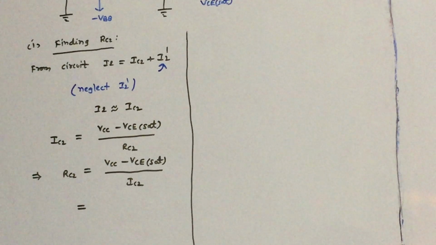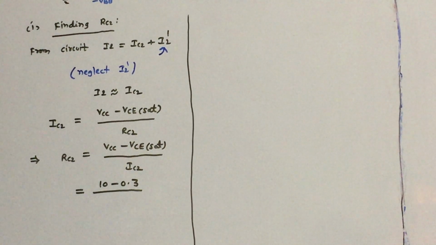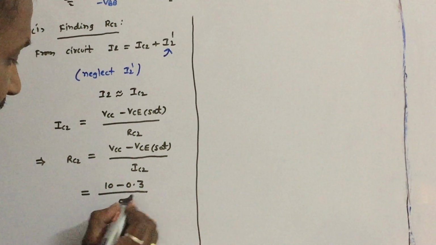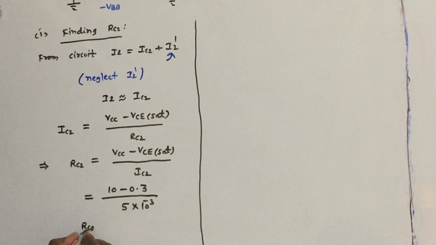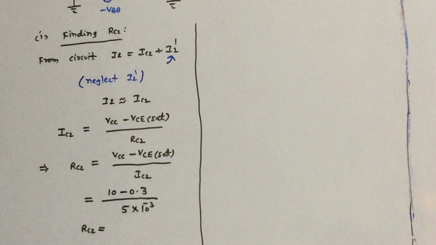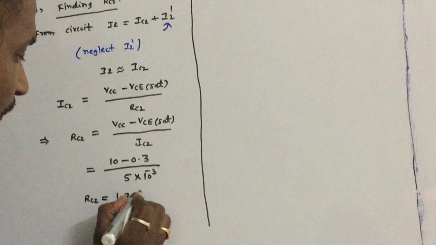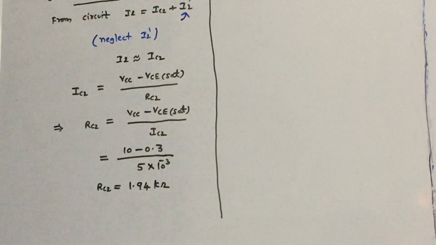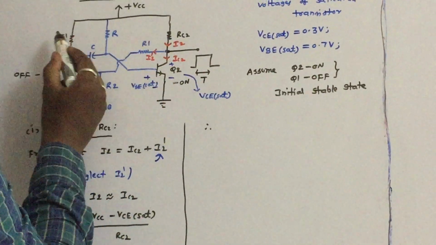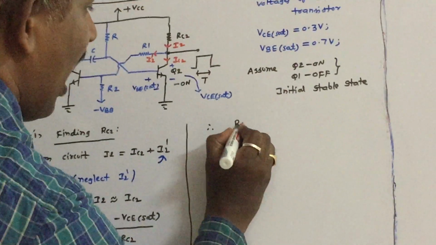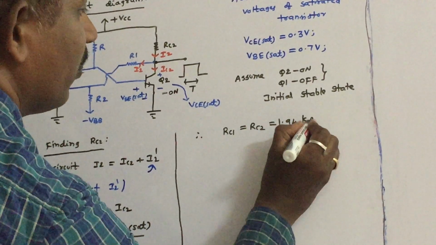What is VCC given in the problem? 10 volts. What is the VCE saturation? We have assumed 0.3. What is the collector current given in the problem? 5 milliamperes, that is 5 into 10 power minus 3. From which we get RC2 equal to 1.94 kilo ohms. Just assume RC1 is equal to RC2, so RC1 is equal to RC2 is equal to 1.94 kilo ohms.